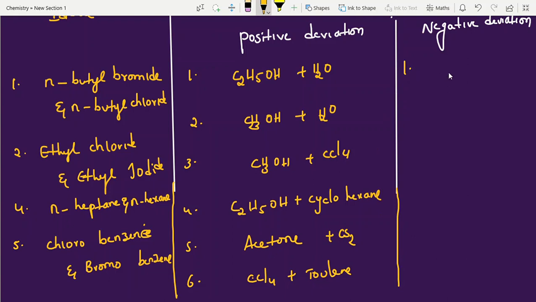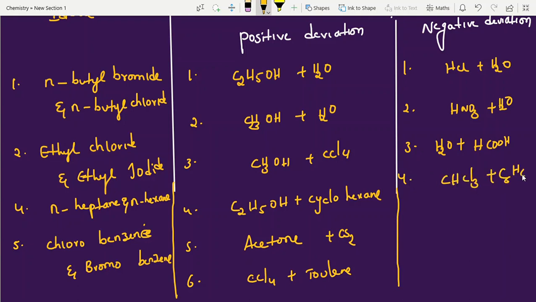For negative deviations, first example, HCl and water. Next, HNO3 and water. Next, H2O plus formic acid. Next, chloroform plus benzene. Next, chloroform plus acetone, this is the most important example. Sixth, acetic acid plus pyridine. Like this, there are so many examples, some seven or eight here, and six here, nearly more than 20 examples.